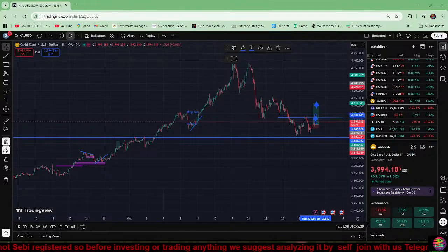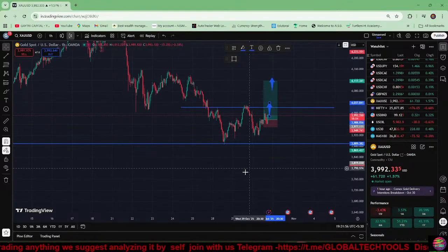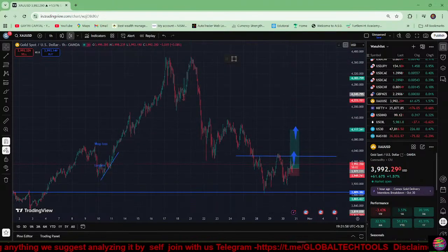You can have all of the confluences in the world, all the confirmations, but if the risk to reward at the end of the day does not make sense, the trade does not make sense. Simply because you are risking more than you are going to gain. That is why you need to have a minimum of a 1 to 2 risk to reward ratio.